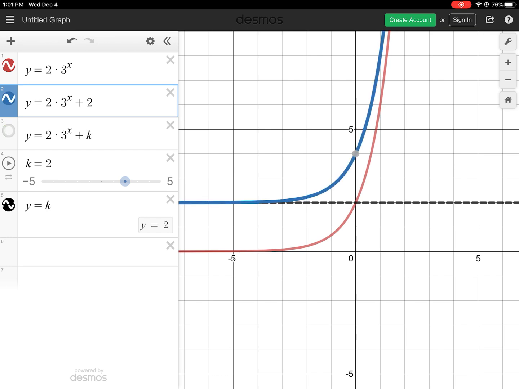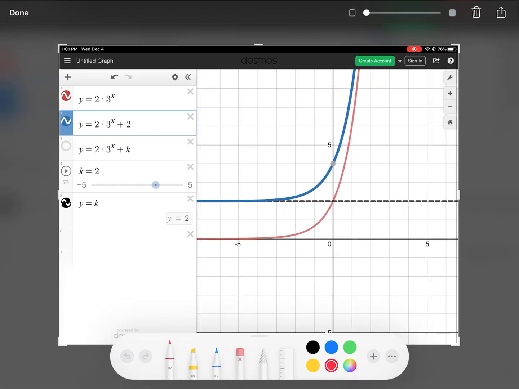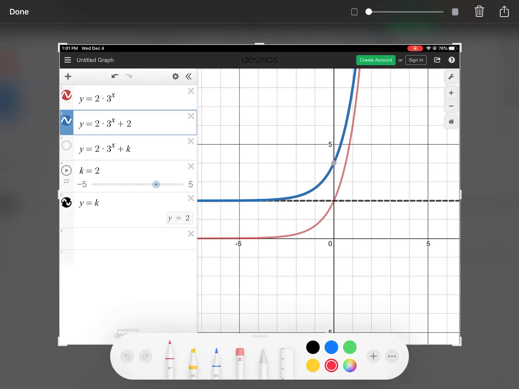So what we should notice, and it's kind of hard to see without being able to write on it, is something I can demonstrate if I hurry and take a screenshot of this to show what we're talking about. All right, here we go.